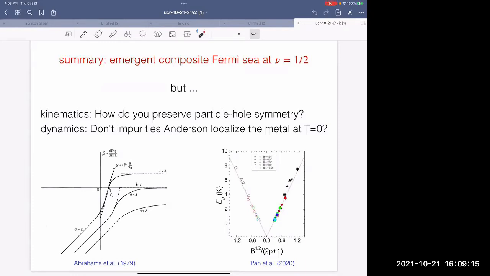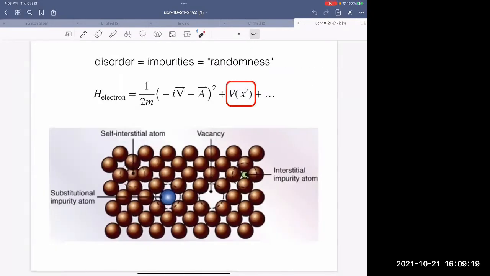Let me clarify these two objections. First, disorder. What's disorder? At a fundamental level, it represents violations of translational or rotational symmetry in your system, and it's inevitably present in any real material. The way we can think about it is by including in our electron Hamiltonian some random function V of x. That sounds pretty daunting, but what it means is that you compute quantities for an unknown function V of x, and then average the result over a distribution of possible V of x's.